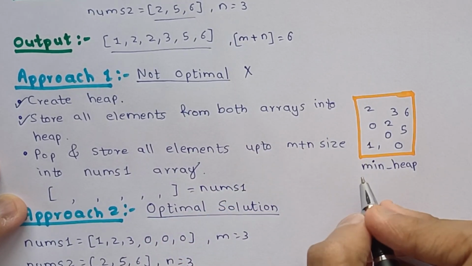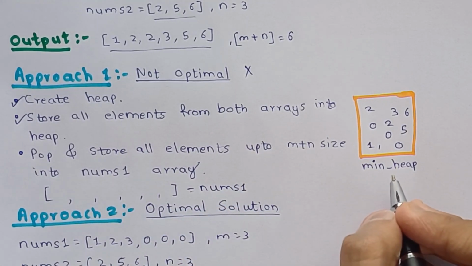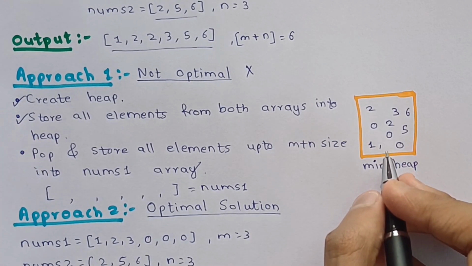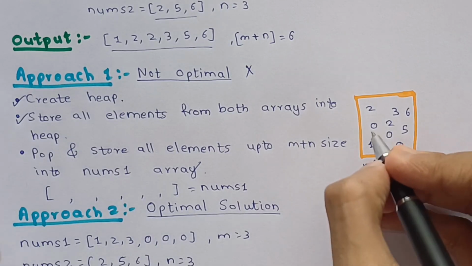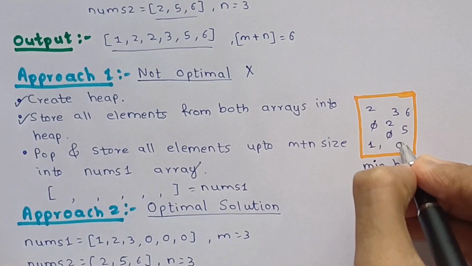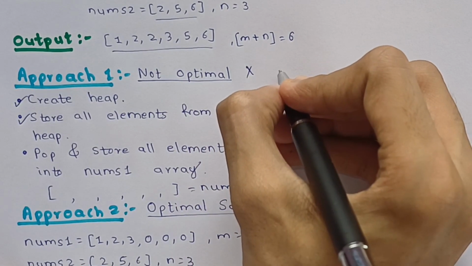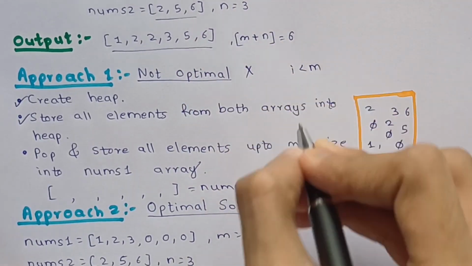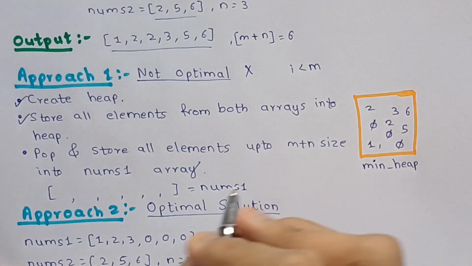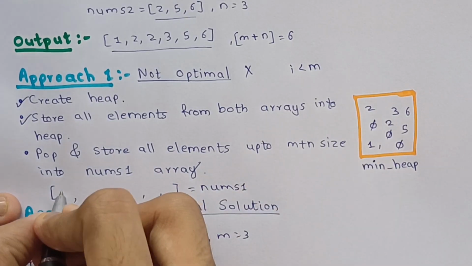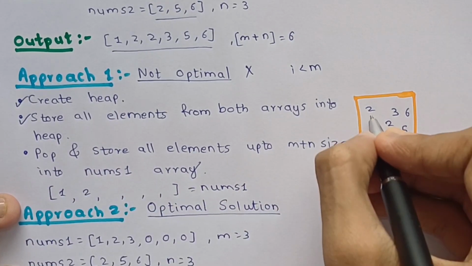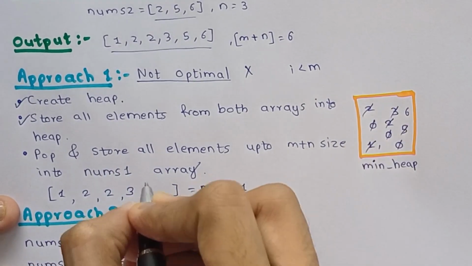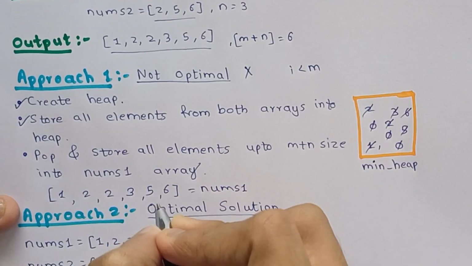This is a minimum heap. As we pop the elements, the minimum elements will be popped out first. The zeros will not be stored because we are using a for loop where i should be less than n, meaning i should be less than 3, so 0 will not be stored in the heap. So first we will pop out 1, then 2, then 2 again, then 3, then 5, and then 6, and automatically it will be sorted.